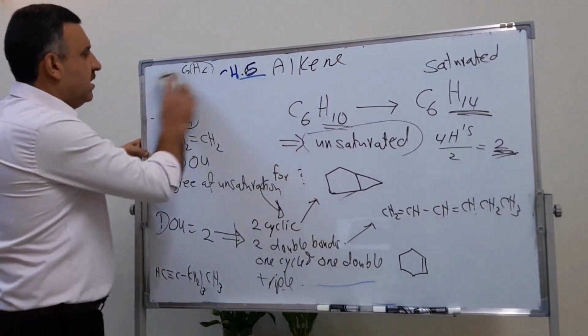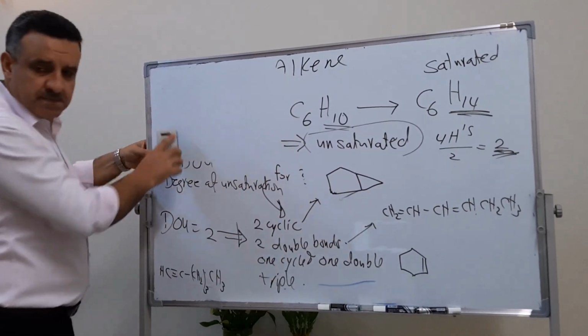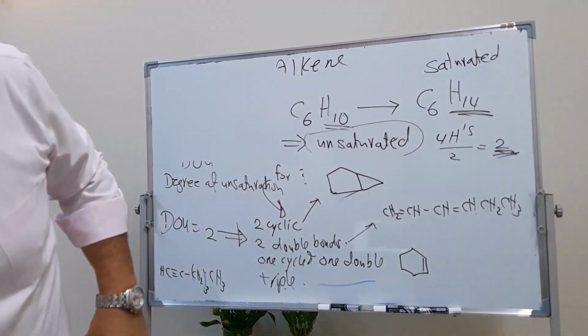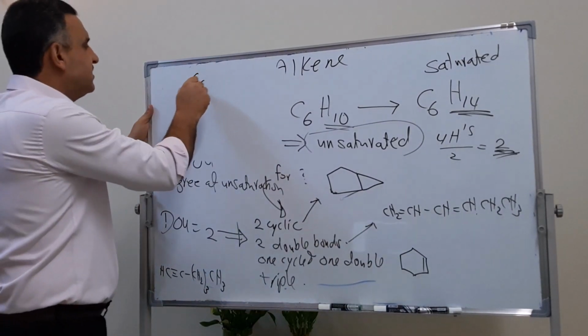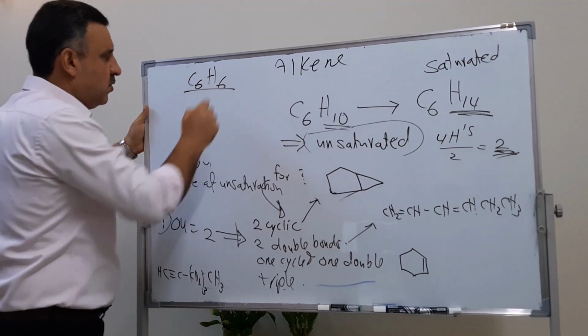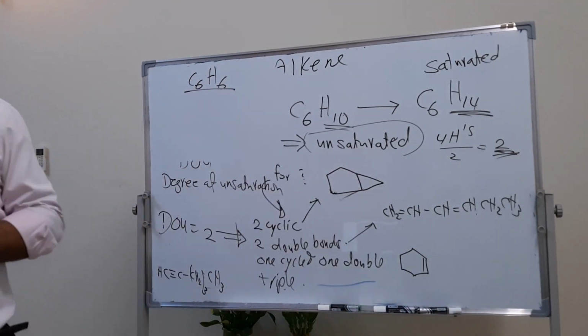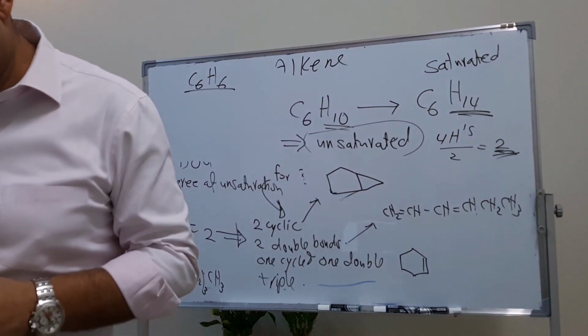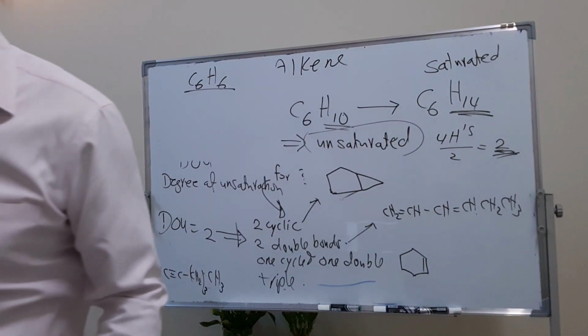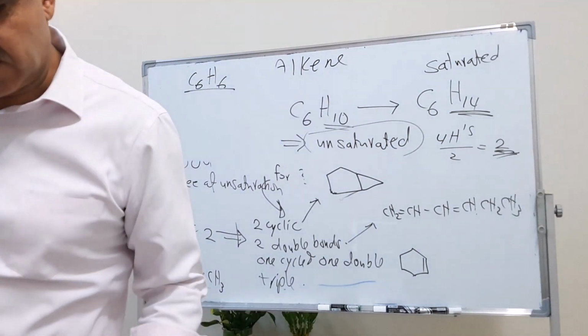Is there any question so far? All right, let's see, for example, C6H6. What would be the degree of unsaturation of this compound? Just calculate it, please, all of you. Calculate the degree of unsaturation, please.